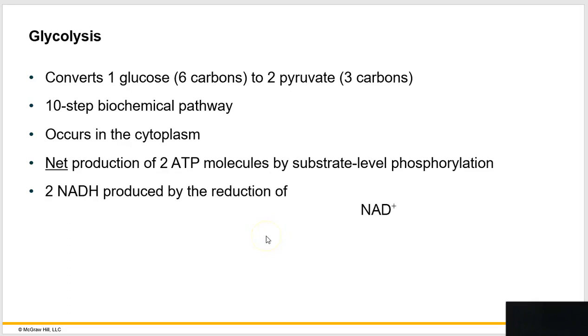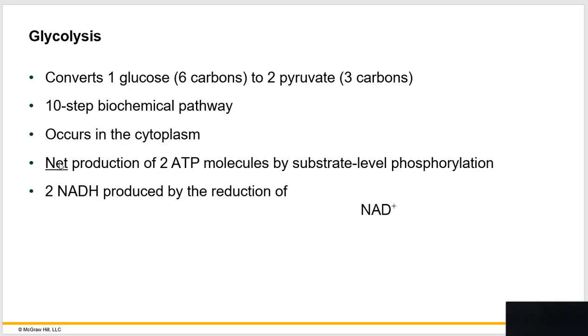Well, glycolysis, this part here, converts 1 glucose to 2 pyruvates. It's a 10-step pathway. It occurs in the cytoplasm, and there's a net production of 2 ATP. And the reason that it says net is that you actually produce 4 ATP, but you have to spend 2 ATP to kind of get it started.